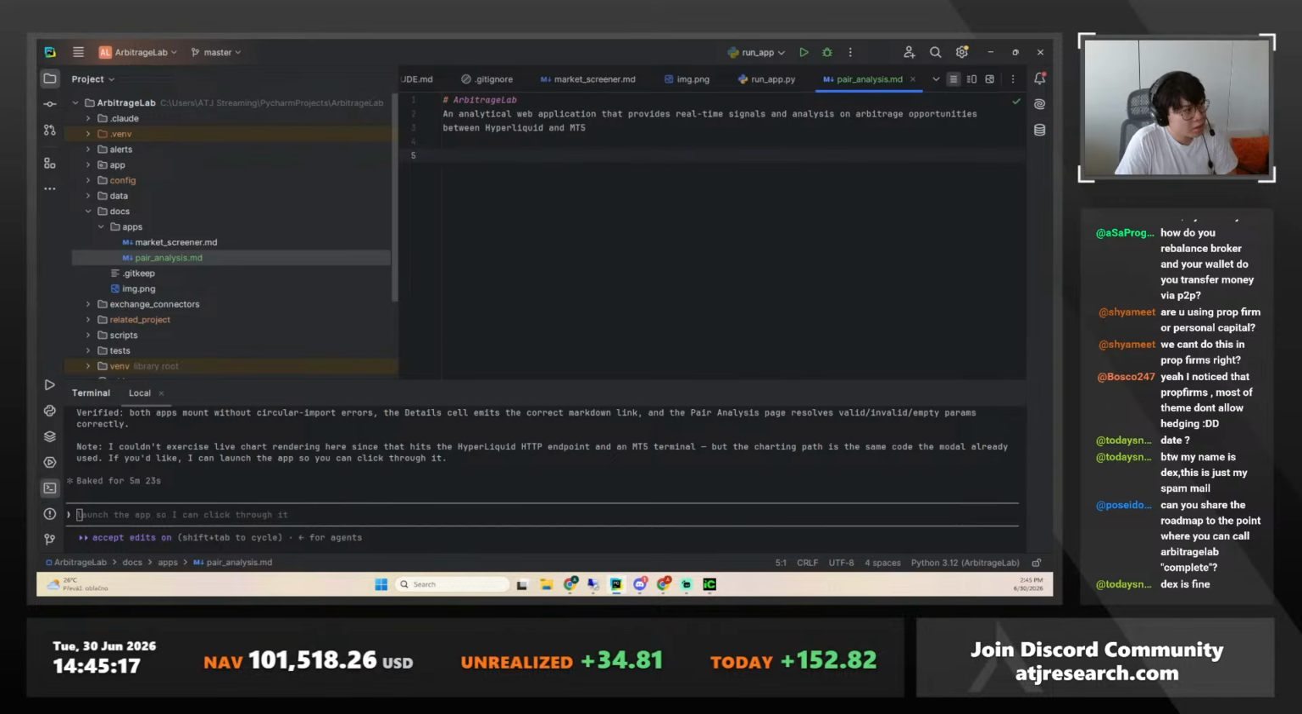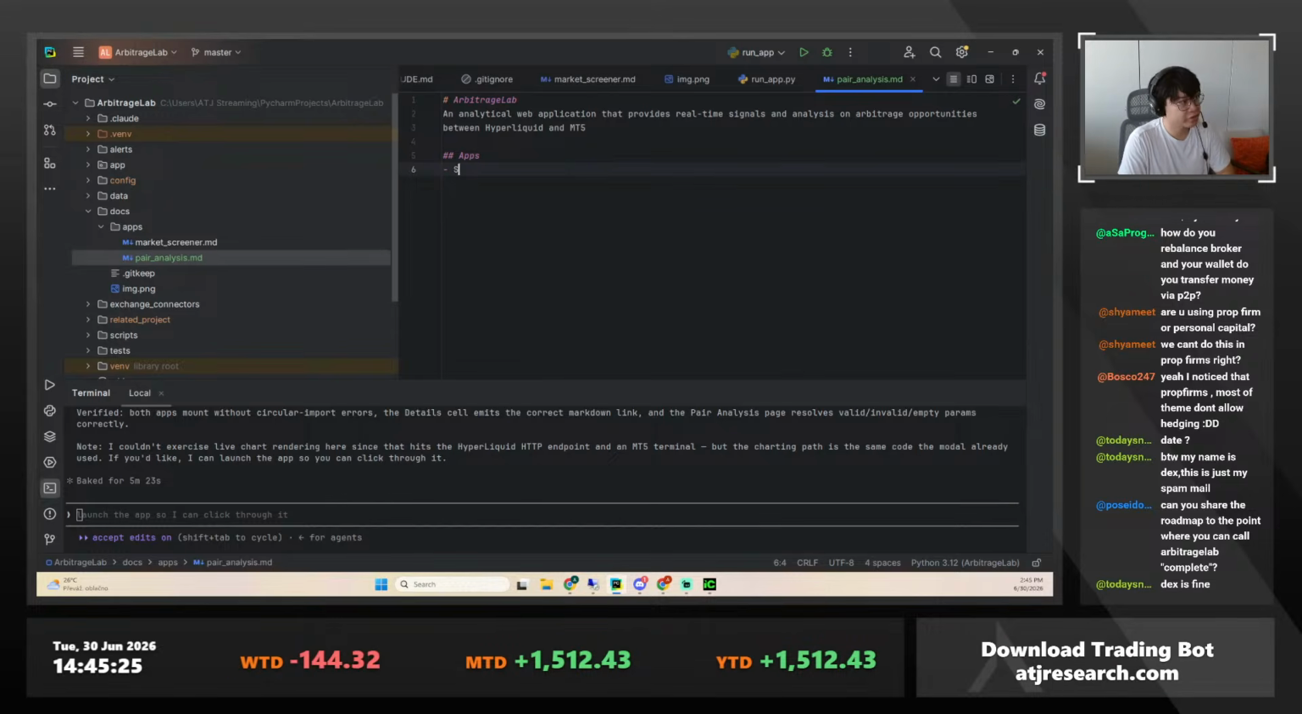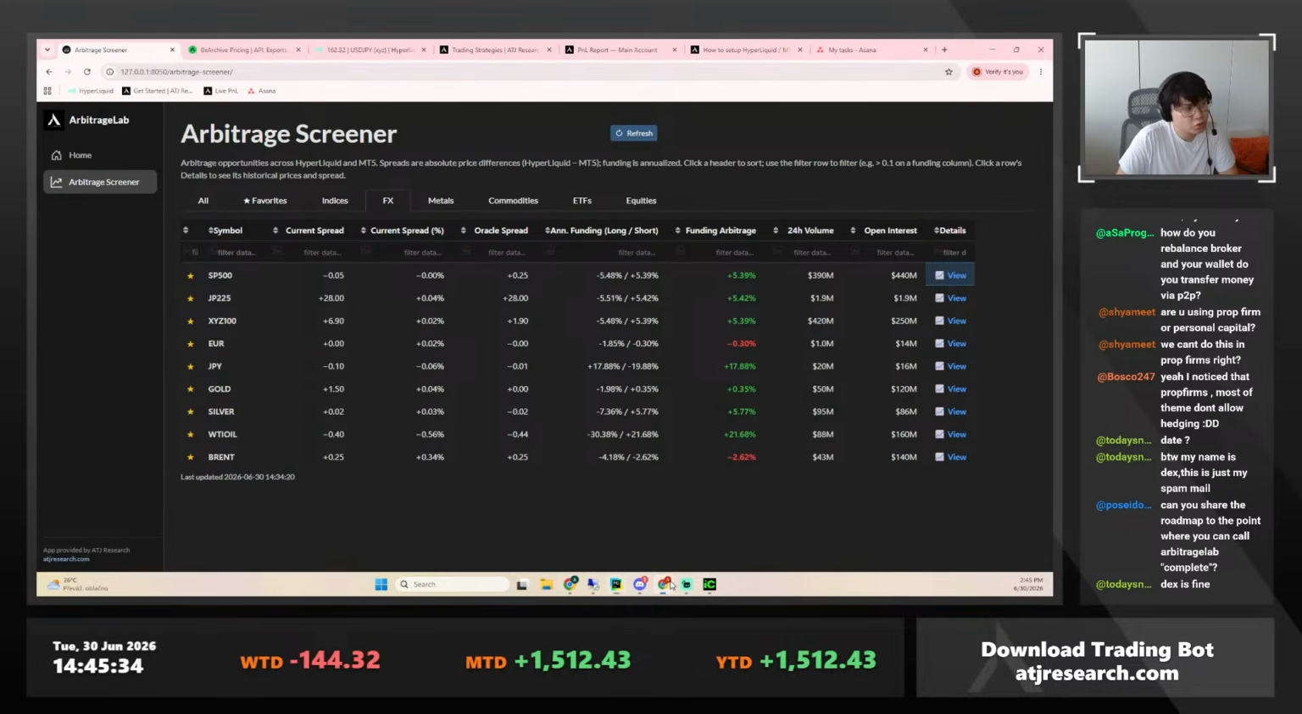And so if you look at the apps that we currently want or that we're working on, it's the screener, right? So this is the first app that I want to build, the Arbitrage Screener. And this is basically done, right? It's not so complex, right?